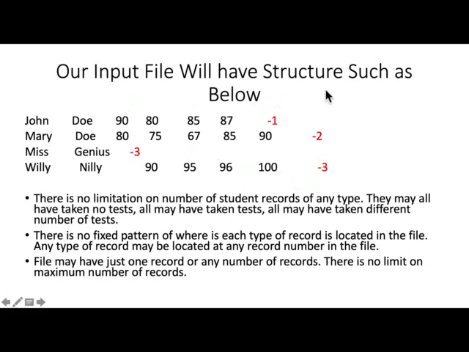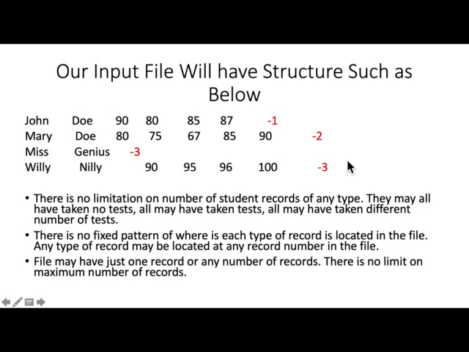An input file will have structure like below. John Doe took 4 tests, sentinel value. Mary Doe took 5 tests, sentinel value. Miss Genius took no test, so just a sentinel value. Willy-nilly has 4 tests, scores, and a sentinel value.